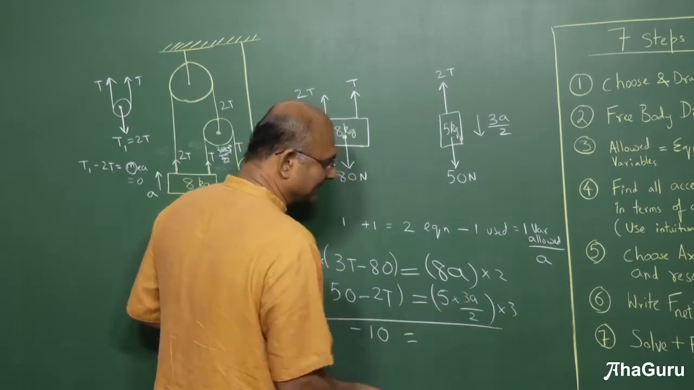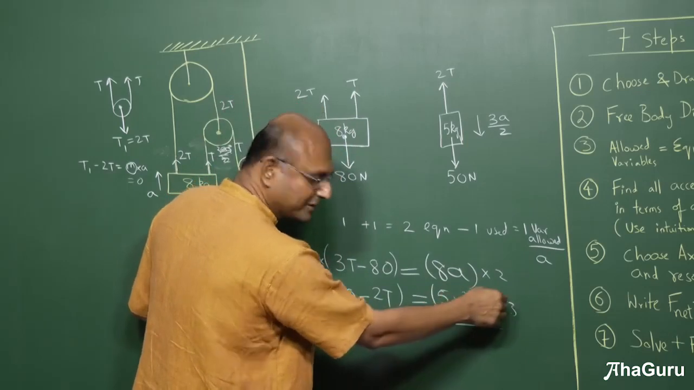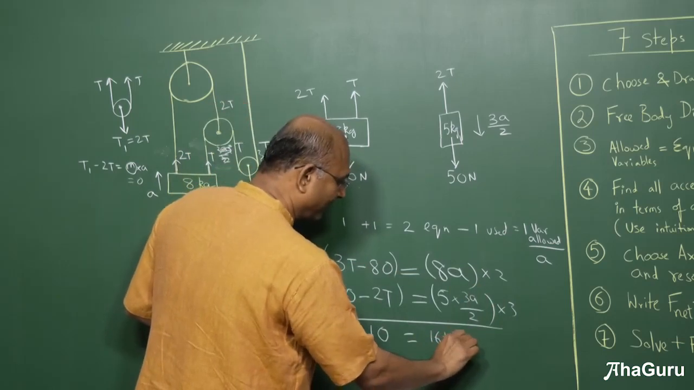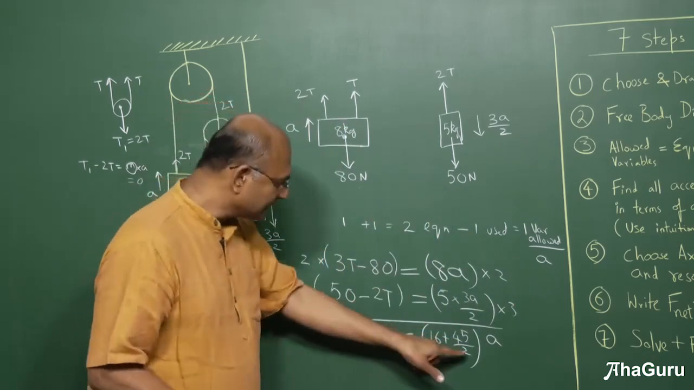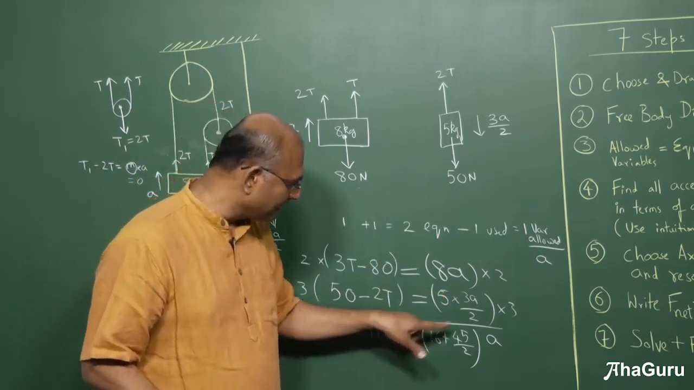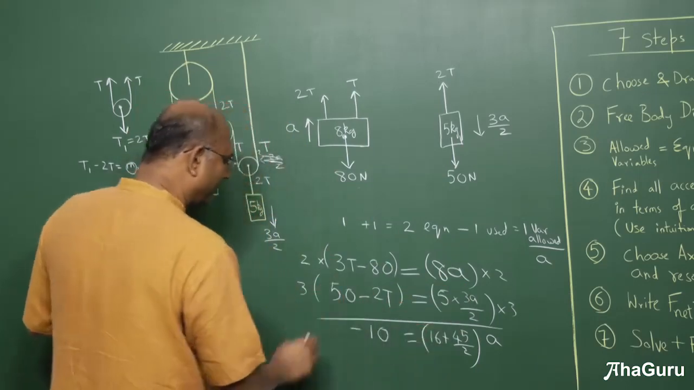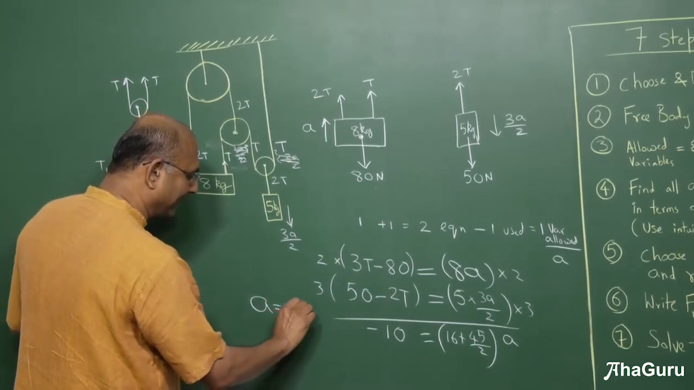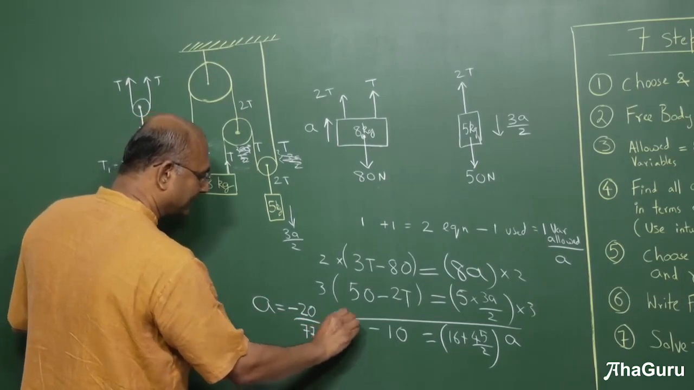And let us now look at this case. So I have 16 here, and here I have 15 into 3, 45 by 2. So I have 16 plus 45 by 2 times A. How much is this? This is 32 plus 45. So 32 plus 45 is 77, right? So this is 77 by 2. You bring the 2 up there, you will get 20 by 77. And so if I combine all that, I am going to get A is minus 20 by 77 meters per second square.